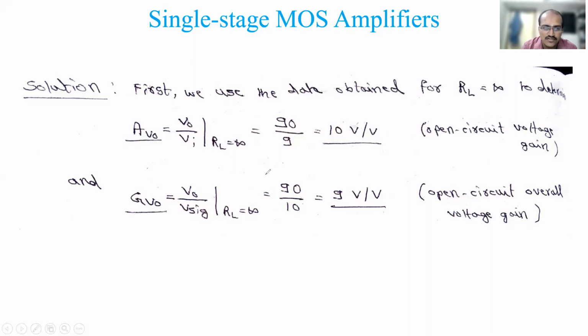Second one, in the same way, you can calculate GVO, the open circuit overall voltage gain. It is given as V naught by V signal. In place of Vi, you have to substitute V signal. Same way, RL is not connected. The upper part is 90, but for the bottom one I now have to use 10 millivolt. It is given in the problem, not in the table. It is again millivolt, so milli cancels out and we get 9 volt per volt. This is called the open circuit overall voltage gain. Hope you understood these two parameters, AVO and GVO.